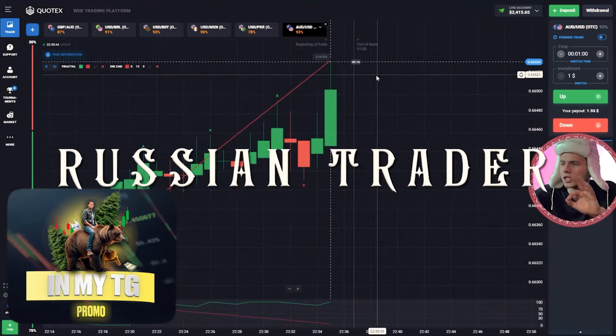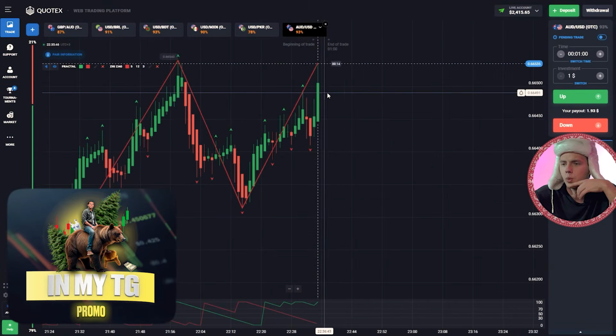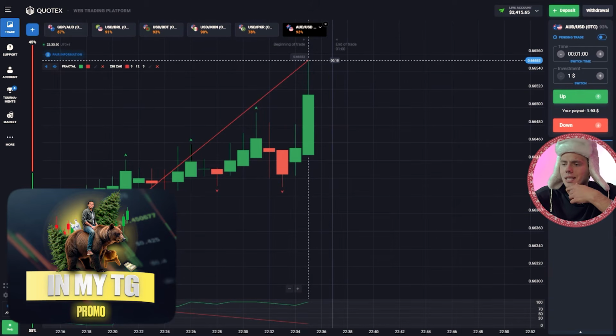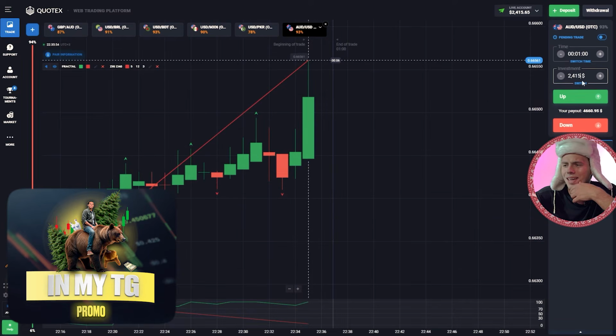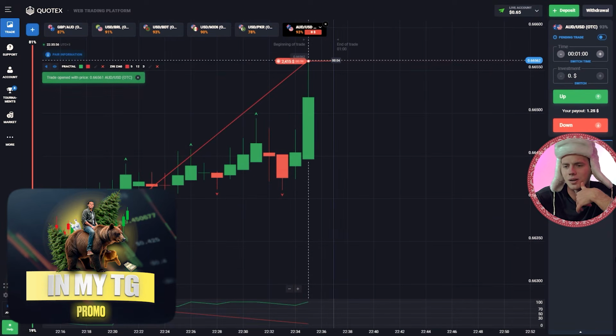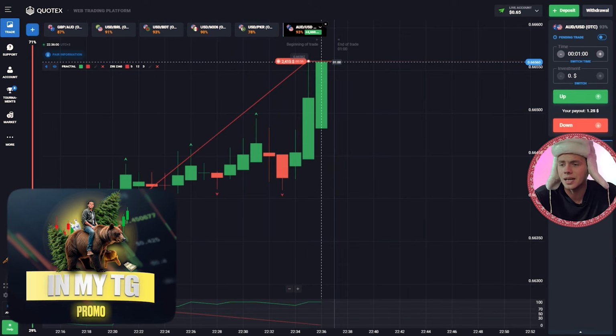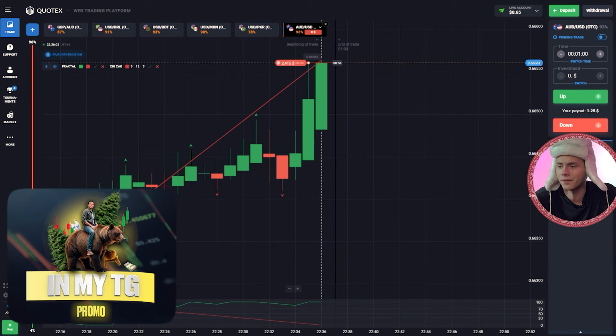Here we are taking a look at another trade right now. We have here Australian dollar to the US dollar. Okay, I think that right now we will go down, guys, because here we're in overbought zone right now. The market needs to cool off, definitely. The market will need to cool off, guys.